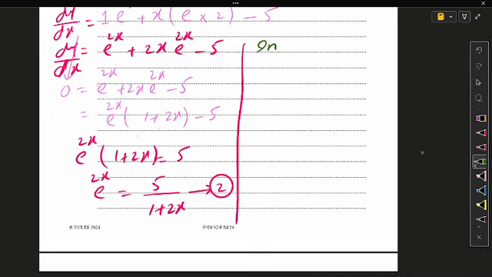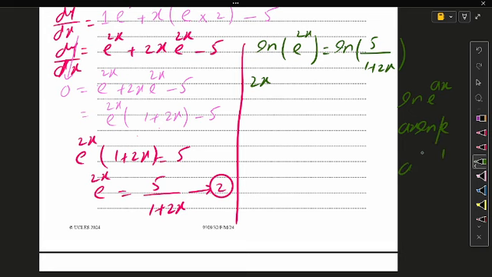So ln of e raised to the power 2x equals ln of 5 over 1 plus 2x. 2x could be shifted to the front because of the ln property, just like ln of e raised to the power ax could be written as a times ln of e. The ax could be shifted at the front, and you can see ln of e would be treated as 1, and it will retain only a times x. That was the log property.